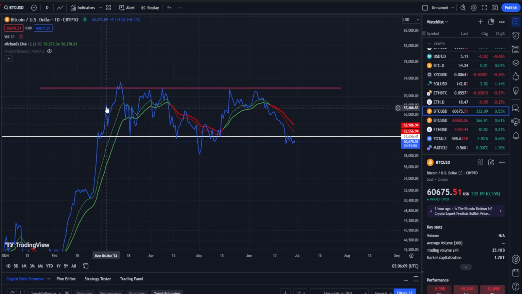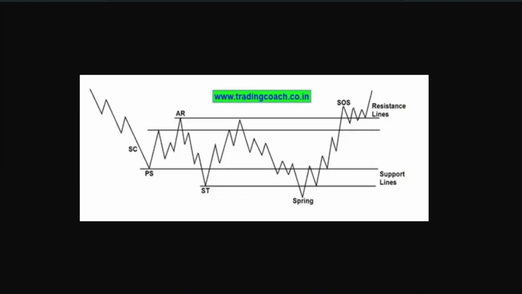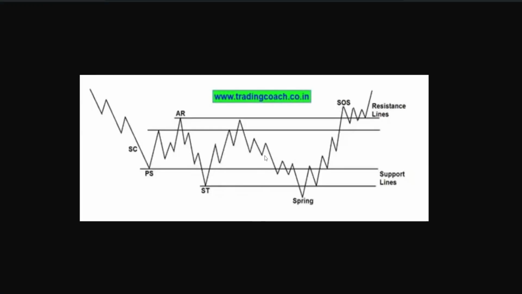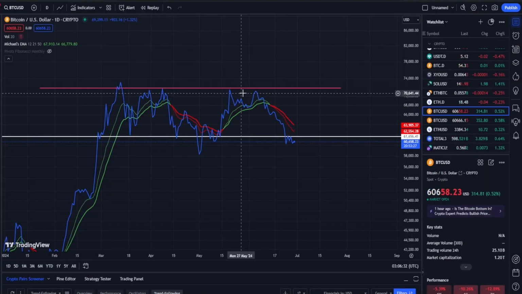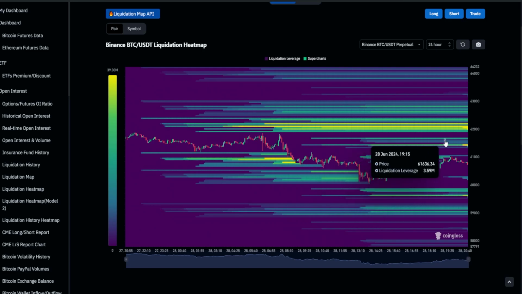But we have right here preliminary stop, automatic reaction, and then trading, secondary test, kind of, right? And then another retest, another automatic reaction or up thrust, and then now we're down at the spring, but I think within the next few days to a week we could go down, because also we do have, actually, let's get to that in a second.